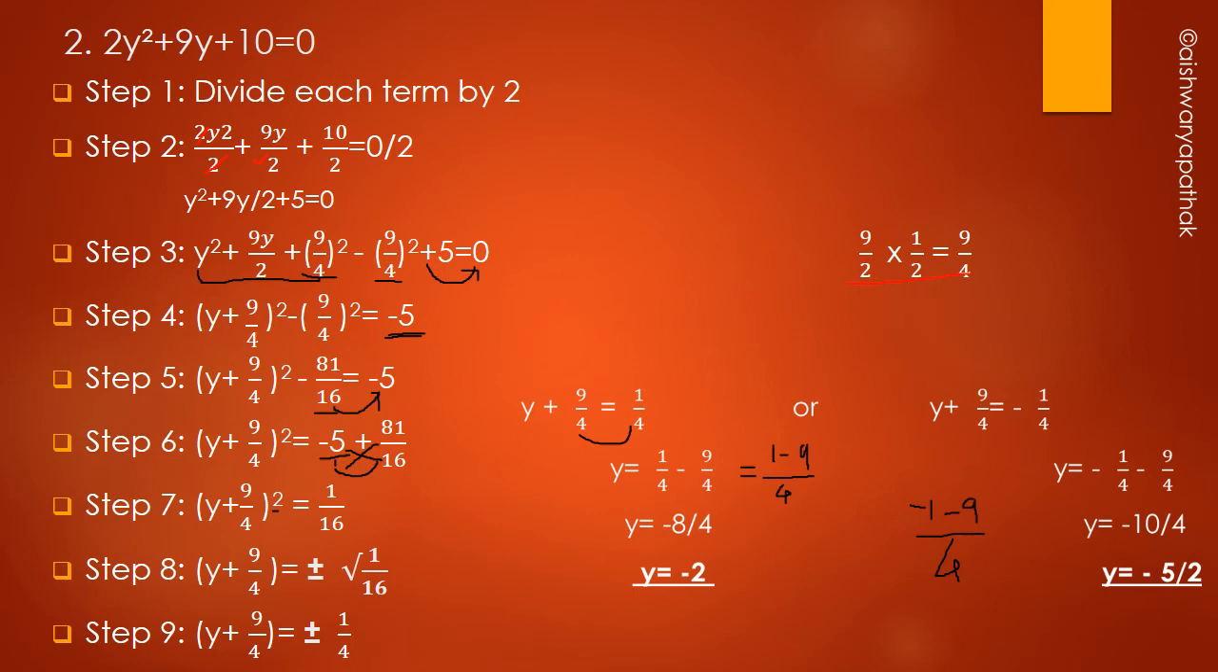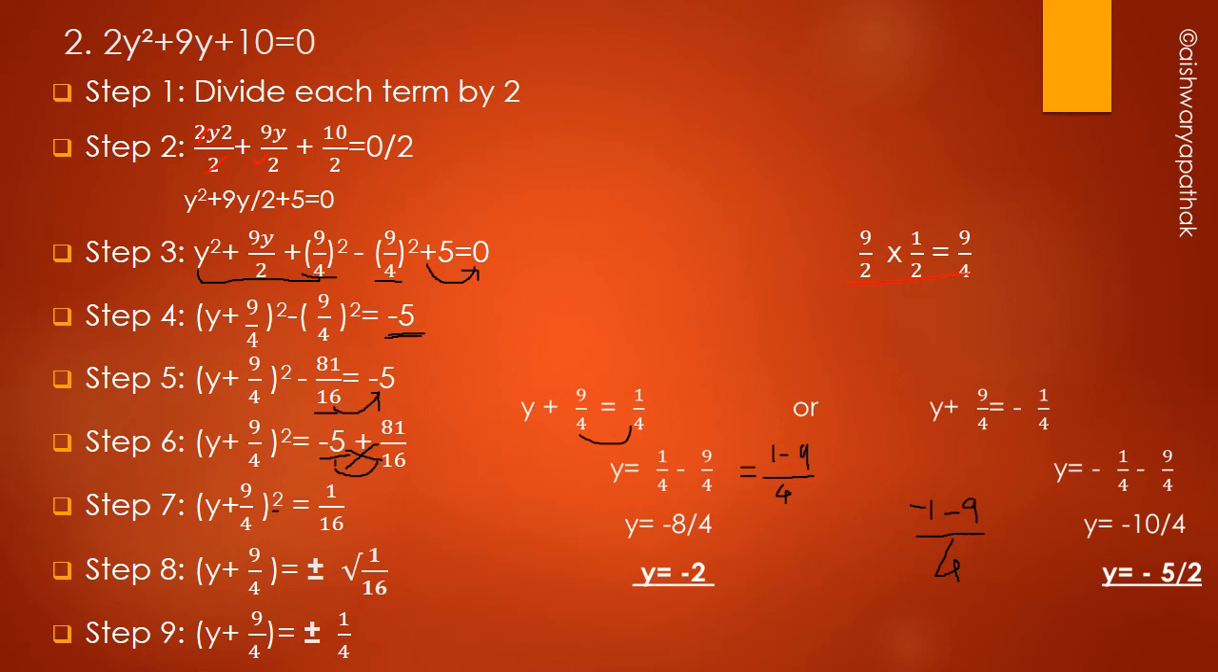So again divided by 2. So 2 twos are 4 and 2 fives are 10. That's why the answer is minus 5 upon 2. So here we have got the two roots, or two values of y, that is minus 2 and another one is minus 5 upon 2.